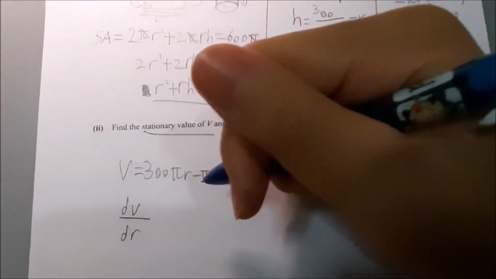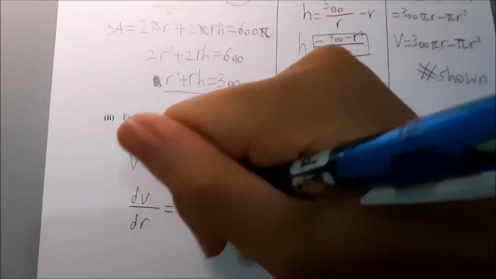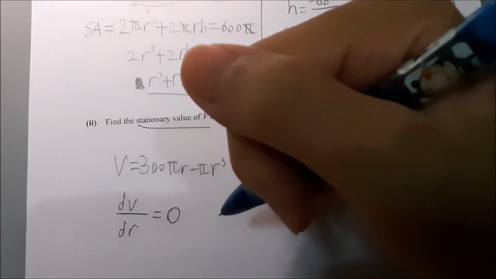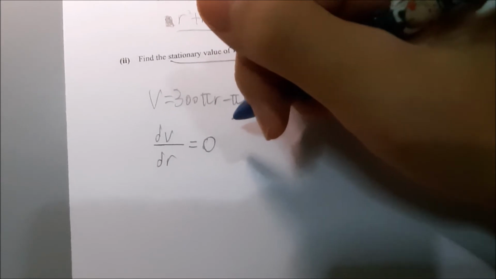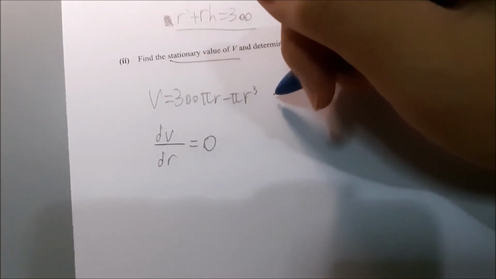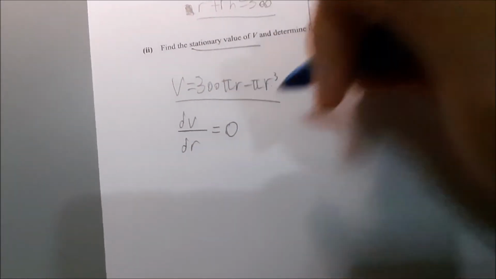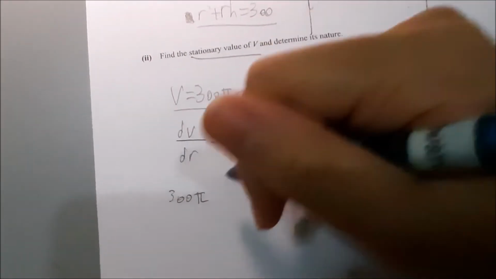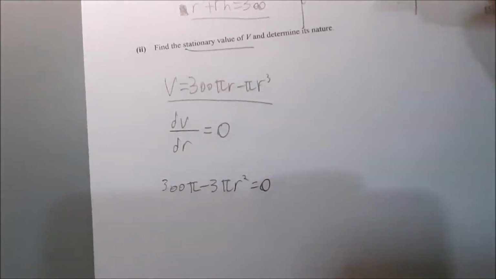So the stationary value of V is when dV/dr, or the differentiation of this equation, equals 0. As a stationary value is when the value is fixed, it does not change at all. So it is when the gradient of the graph is 0. So if you differentiate this equation here, it becomes 300 pi minus 3 pi r squared equals 0.